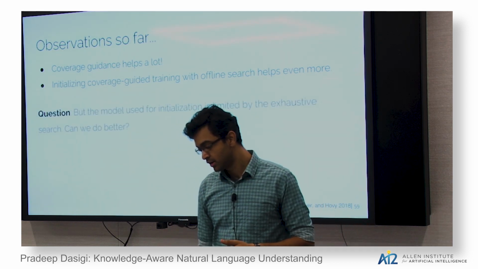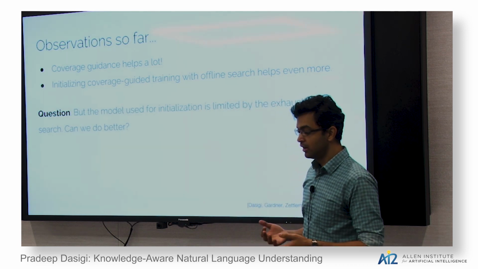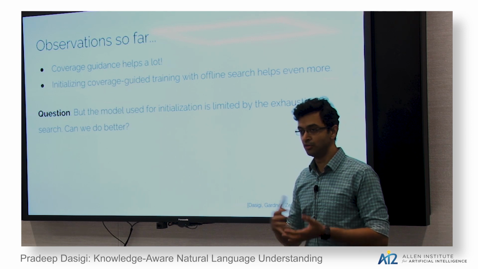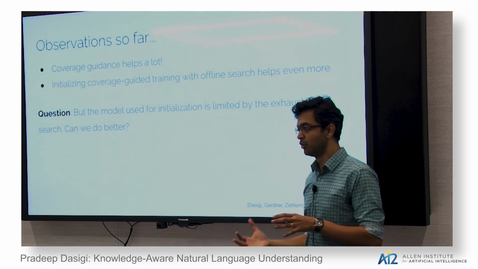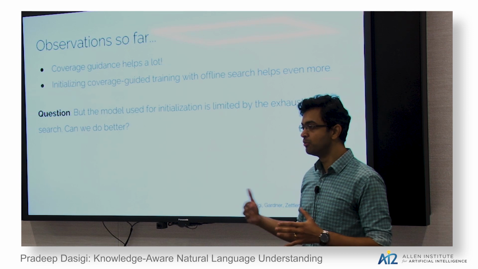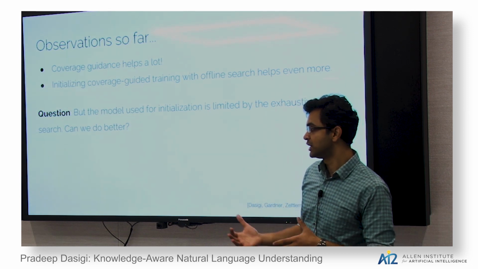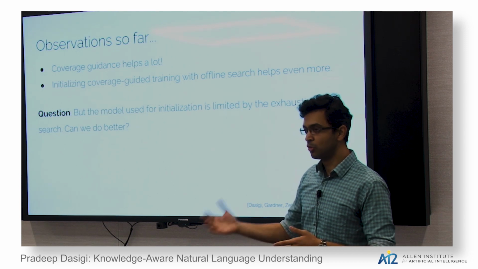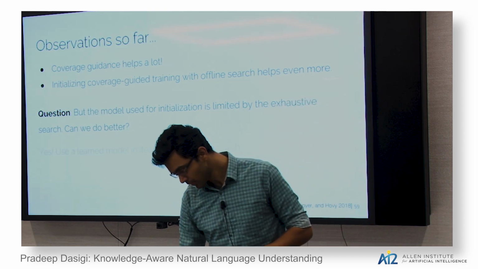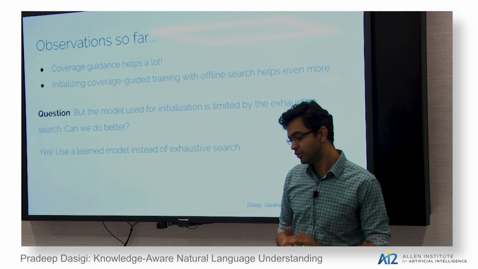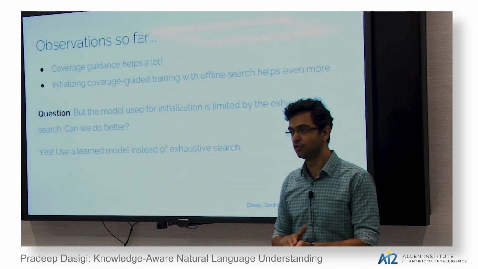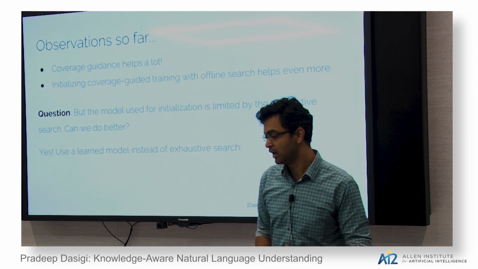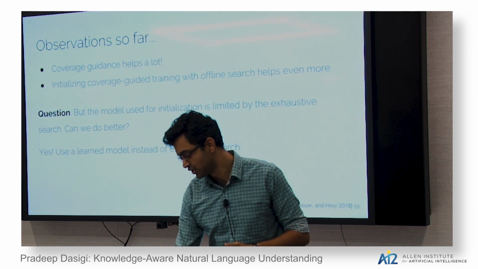So based on this, a natural question is that given that the model used for the initialization is limited by doing exhaustive search, which can be done only till a bounded length, can we actually do better? And can we actually get a better set of logical forms to initialize the model that we're actually training? And yeah, we can actually do that. We can use a learned model instead of doing exhaustive search. And that is the key insight behind defining this iterative search and maximization technique.